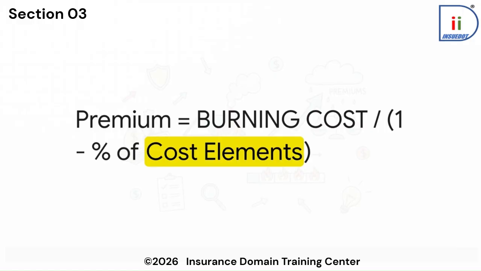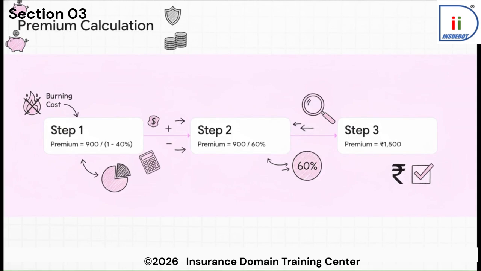It doesn't work. Instead, we have to use a completely different mathematical approach to find the true premium. We take the burning cost and we divide it by 1 minus the total percentage of those cost elements. Honestly, you can think of this as the absolute golden rule of insurance pricing. Let's see how this magical formula builds a correct premium step by step.